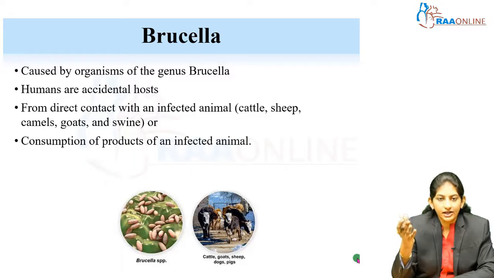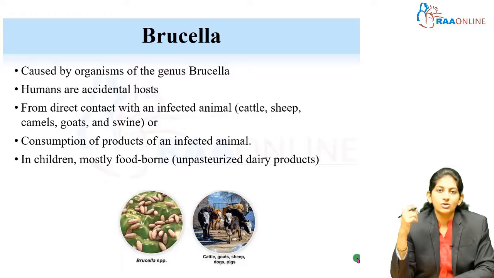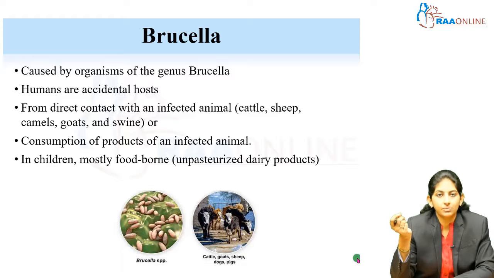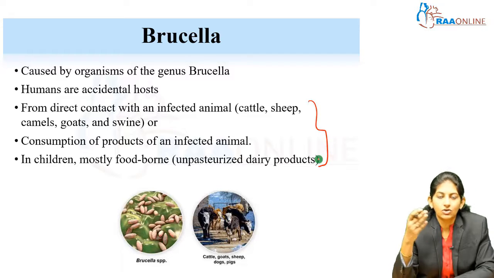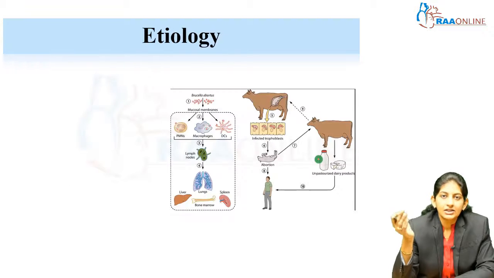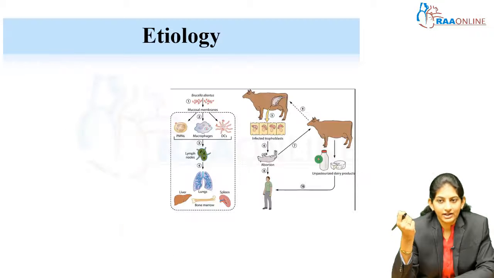The direct contact can be either with the infected animal, the consumption of products, or the inhalation of aerosols, which can result in brucellosis. One more mode of transmission is the consumption of unpasteurized dairy products, that is raw milk. So these are all the modes of transmission: direct contact with an infected animal, consumption of products of an infected animal, or consumption of unpasteurized dairy products. The Brucella species is also a potential agent for bioterrorism. Because it spreads by the inhalational route, it is a biohazard as well.